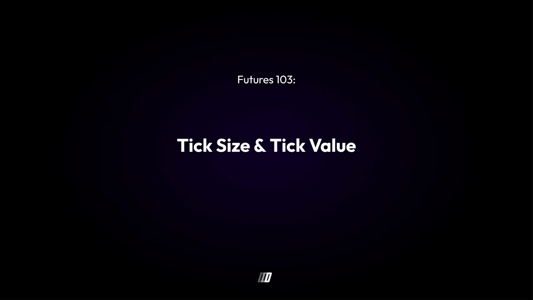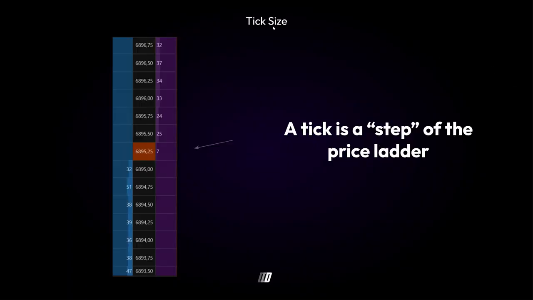Hi, and welcome back to the Futures Trading course, Futures 103. We're going to talk about tick size and tick value. So the tick size is basically how big is a tick, number-wise. If we look at a price ladder, you get lower prices and higher prices, right? A tick is the smallest step possible in the price ladder.